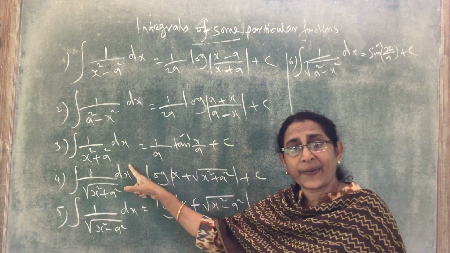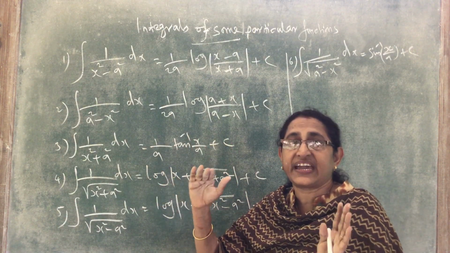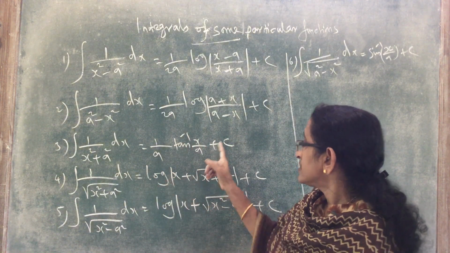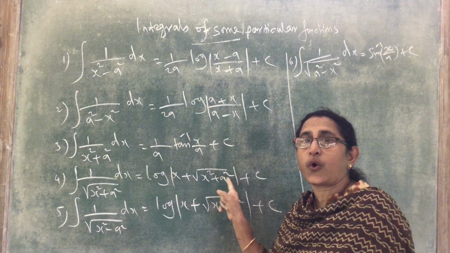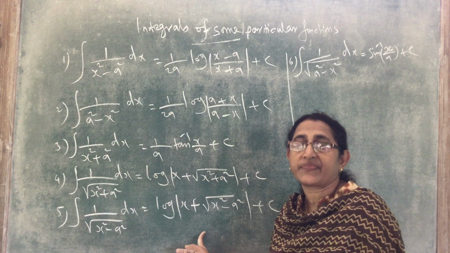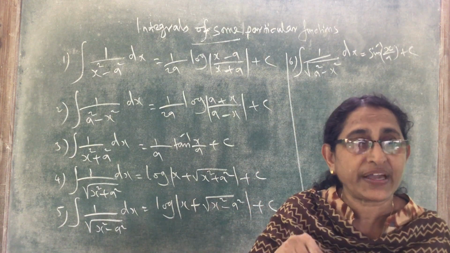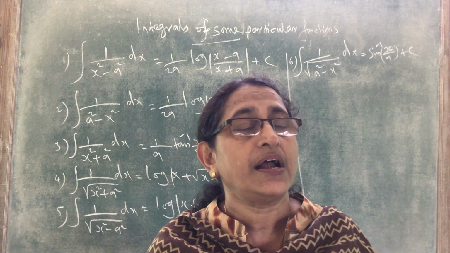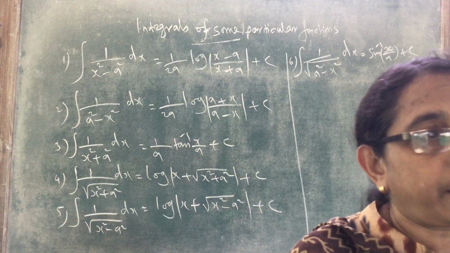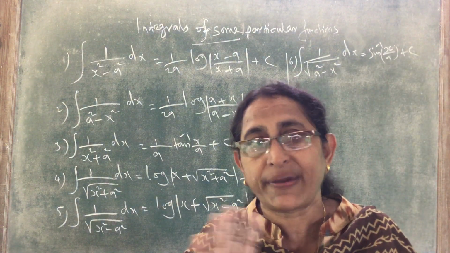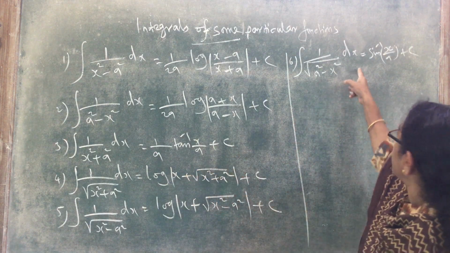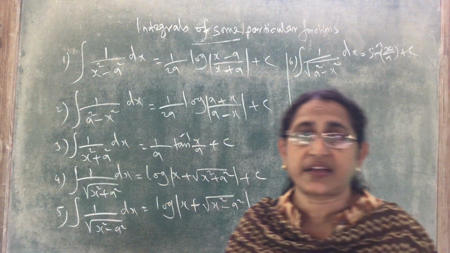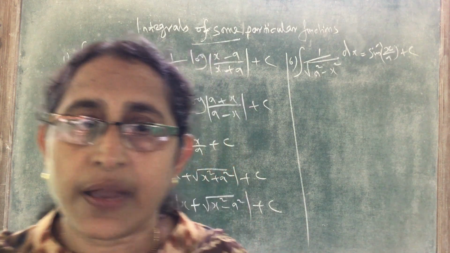Then 1 by x square plus a square, that is different, 1 by a tan inverse x by a. Then these two: log x plus root of x square plus a square, and log x plus root of x square minus a square. If it is integral 1 by root of a square minus x square dx, that is sine inverse x by a. Different type. There is no 1 by a here, whereas there is 1 by a tan inverse x by a in the other. Only one term, sine inverse x by a plus c.